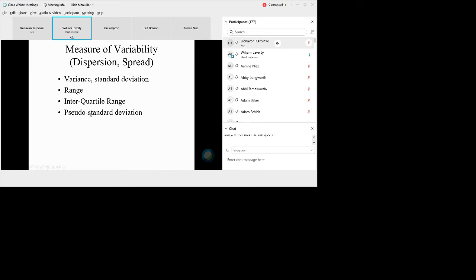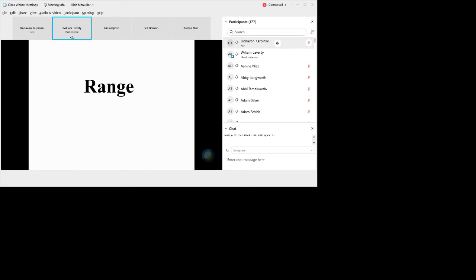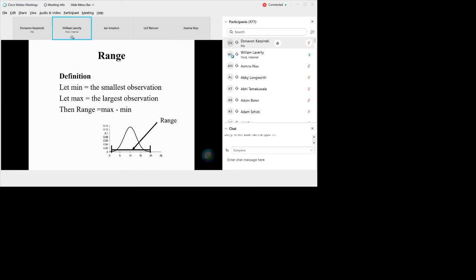Pseudo-standard deviation and interquartile range are roughly the same thing, but the pseudo-standard deviation is the interquartile range adjusted so that it's of the same order of magnitude as standard deviation. The range: you find the smallest and the largest. The range is just the difference between those two. This statistic will be influenced by outliers, will be greatly affected by outliers.